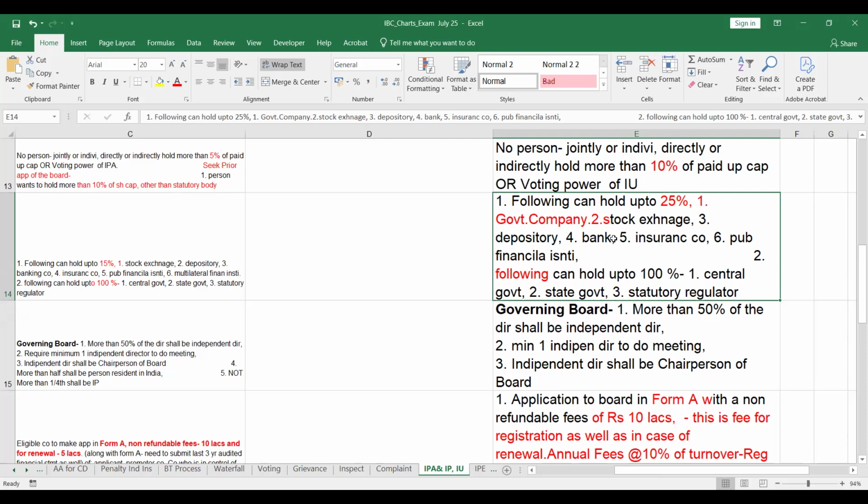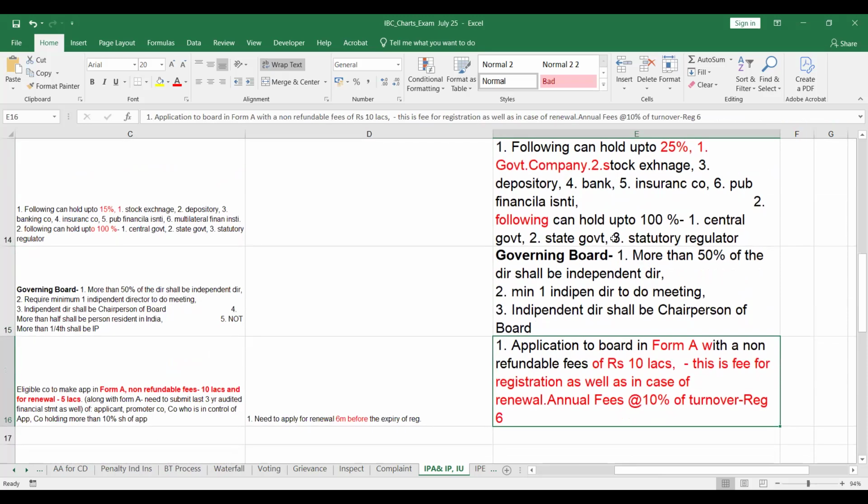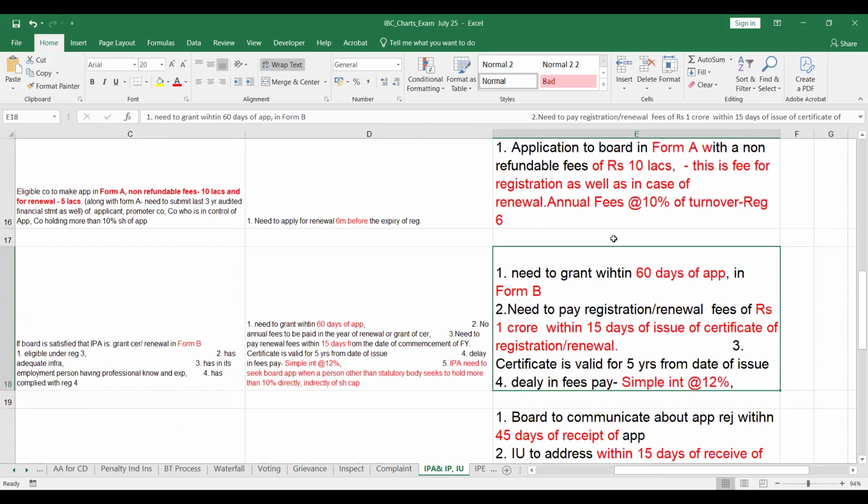Governing board in case of an IU: more than 50% of the directors shall be independent directors. Minimum 1 independent director is required to hold the meeting. An independent director shall be the chairperson of the board. Application for registration has to be made to the board in Form A with a non-refundable fee of 10 lakhs. This is the fee for registration as well as in case of renewal. And then every IU has to pay annual fees at the rate of 10% of the turnover. The board shall grant the registration within 60 days of the application in Form B.